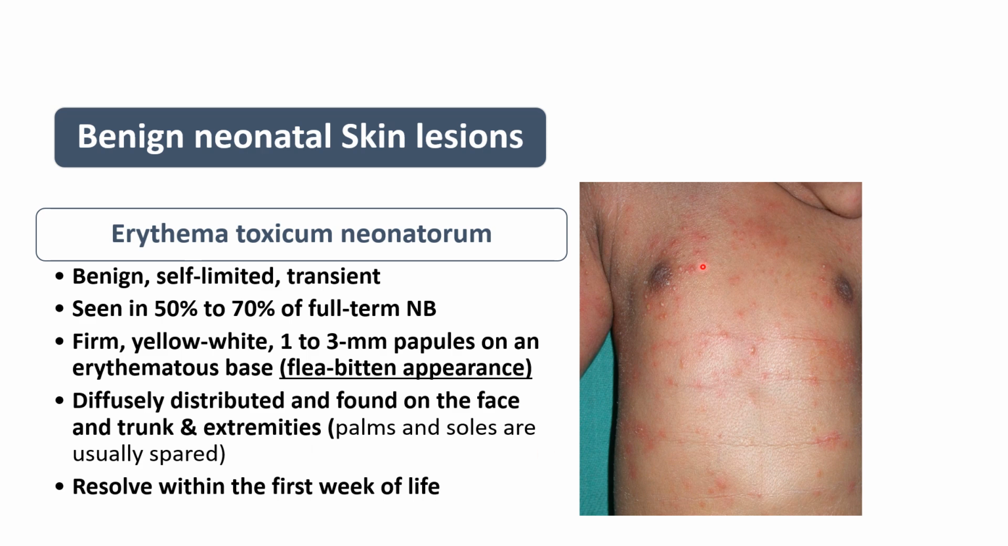Now the characteristics of these lesions are that they are papular lesions, 1 to 3 mm size papules present over the whole body, and the color of these papular lesions is white or yellow. These are firm papules surrounded by an erythematous base. So you can see all over the body papules surrounded by an erythematous base, known as flea-bitten appearance. It is characteristic of erythema toxicum neonatorum. No treatment is required for this condition. It is self-limited.